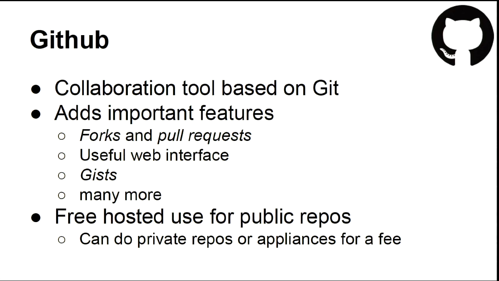GitHub, everybody's heard about GitHub. It's based on Git, version control, has a web interface. It has some very cool features like forks, pull requests, things like gists, where you can post little snippets of things and make them look pretty, and they have a URL, and other good things about them. Of course, you're not going to put your network configurations on the public GitHub, but for a fee, you can keep them private, or you can run your own appliance.